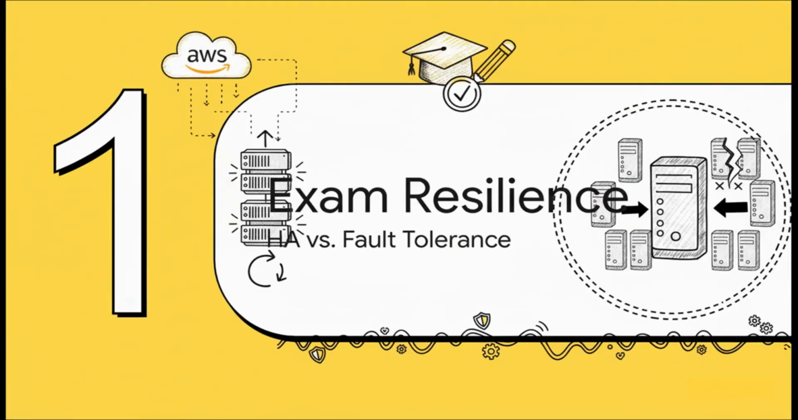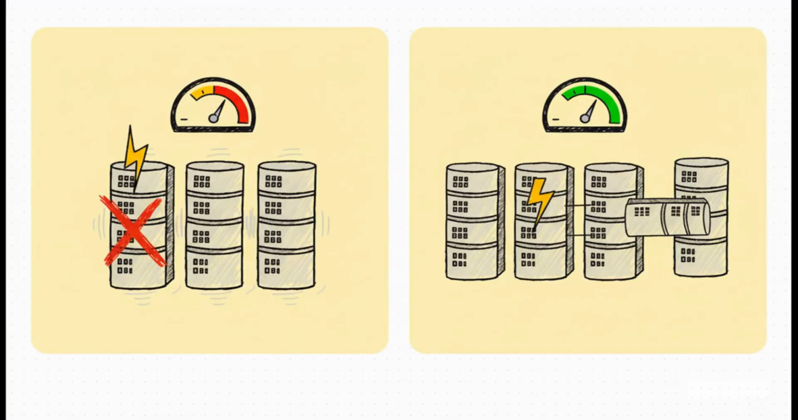First up, let's tackle two terms that are absolutely critical, and honestly, pretty easy to mix up: high availability and fault tolerance. You have to know the difference, and the exam will definitely test you on when to use each one. Let's break this down, because the exam loves to get tricky here.